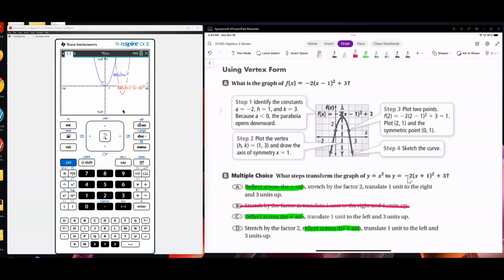The 2 is going to make it stretch. So it says stretch by a factor of 2. Stretch by a factor of 2. Now C doesn't say anything about stretching. The next is +1. So we know it's going to go to the left. So this will translate 1 unit to the right. And this is translating 1 unit to the left. So your answer is D. It's going to stretch by a factor of 2. It's going to reflect across the x-axis. It's going to translate 1 unit to the left, and it's going to go up 3 units.